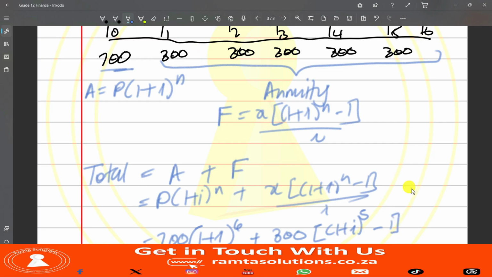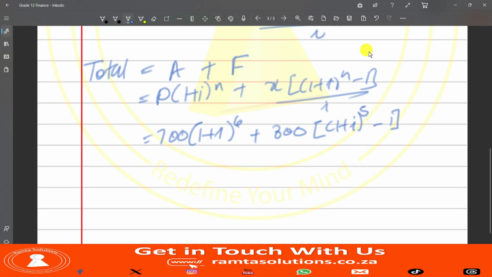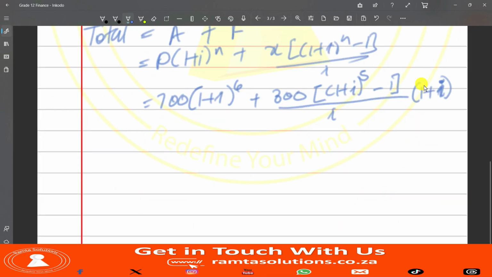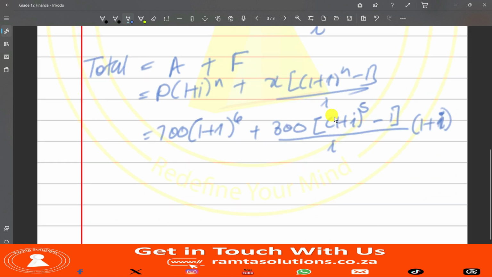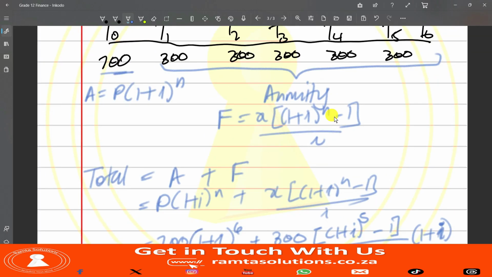And as you can see, this formula must take a different shape. What is the shape? One month was missing, so I then multiply by 1 plus i. These are some of the things that you will come across in your exam, and this is how you must ace your finance.